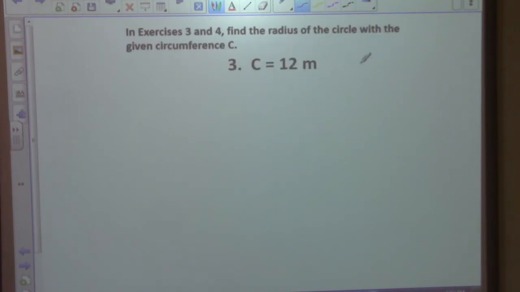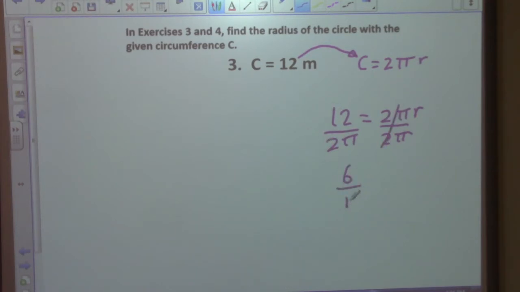For number 3, you have a little bit different situation where you're given the circumference, so you put in 12 is equal to 2 pi r, and you can solve by dividing by 2 pi, right? And so when you divide 12 by 2, you get 6 over pi. So, and that's going to be r, and it's going to be what units? Meters.